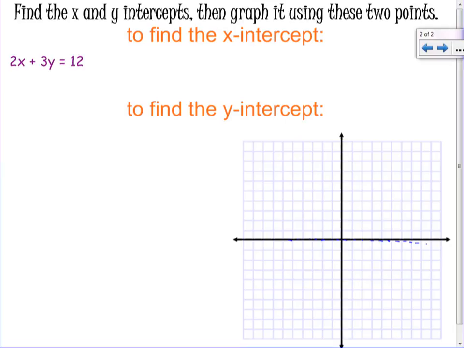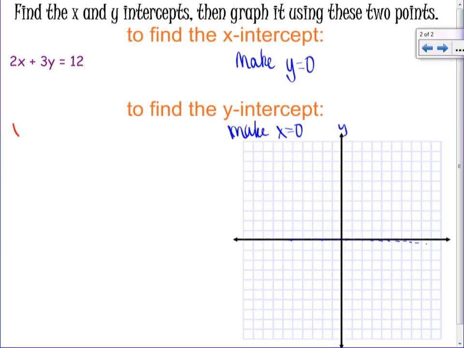Okay, so to find this x-intercept, here's how you do it. You make y equal to 0, and you solve. So we do the exact opposite to find the y-intercept. Where it crosses the y-axis, we make x equals 0. Okay, so let's do this here.